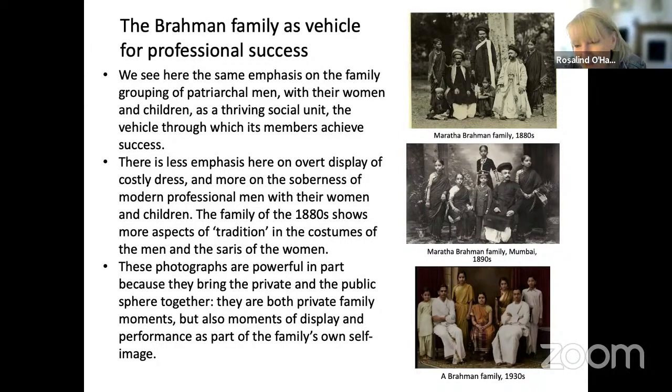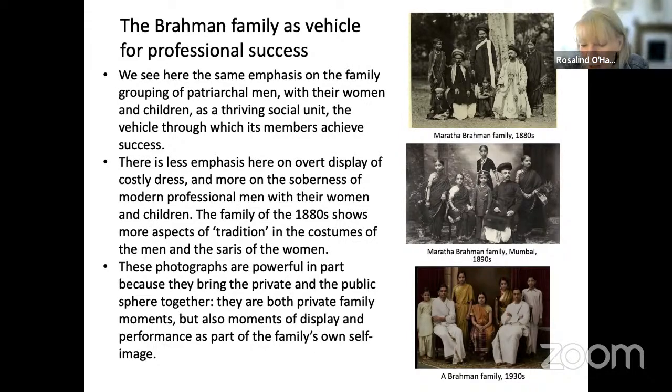The patriarch there, again, he has a moustache, his coat is plain, he has a traditional dhoti underneath, but underneath a very buttoned up kind of coat. And the women there are very composed. They are clearly happy with their roles in the family group.